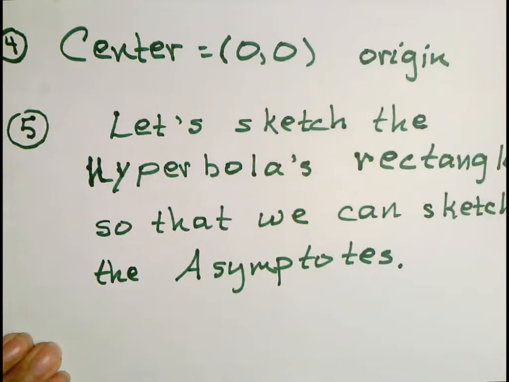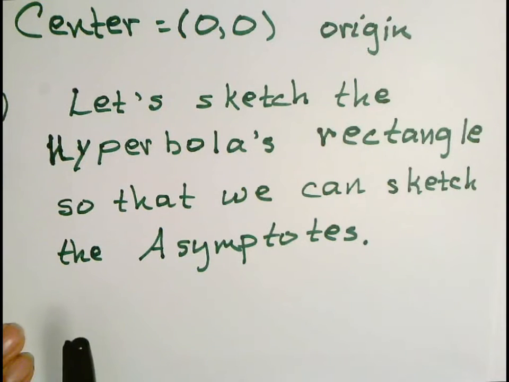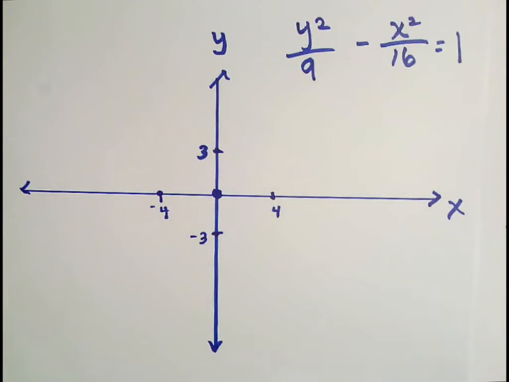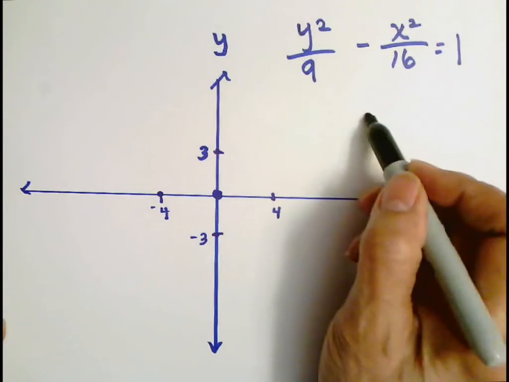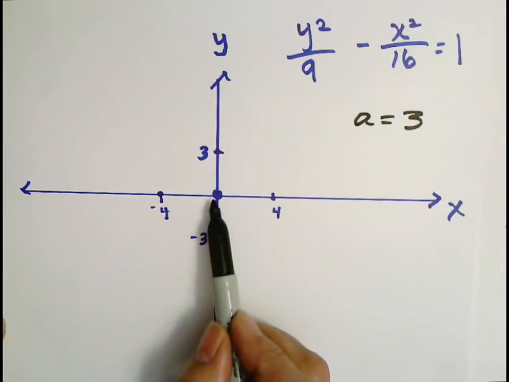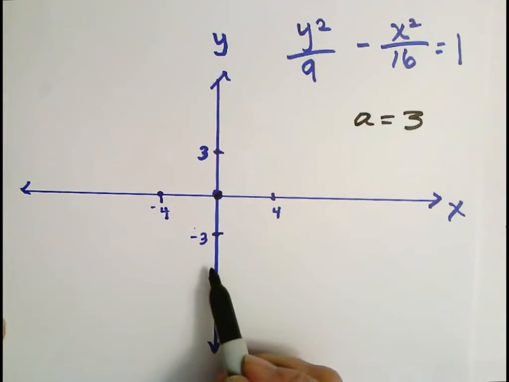Step 5, we're going to sketch the hyperbola. We're going to sketch the rectangle first so that we can sketch the asymptotes. So this is how we're going to do it. We're going to use the a and the b. See, we draw an xy axis. Remember that the a is 3, and since it's under the y term, from the center, we always move from the center, we'll go up 3 units and down 3 units.